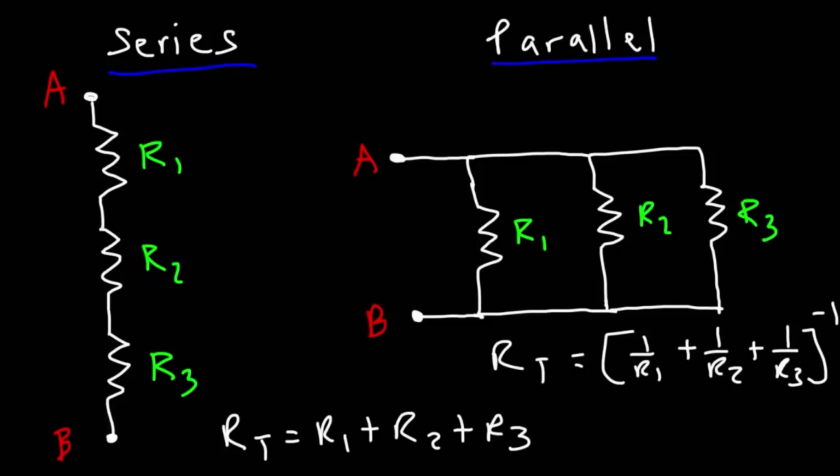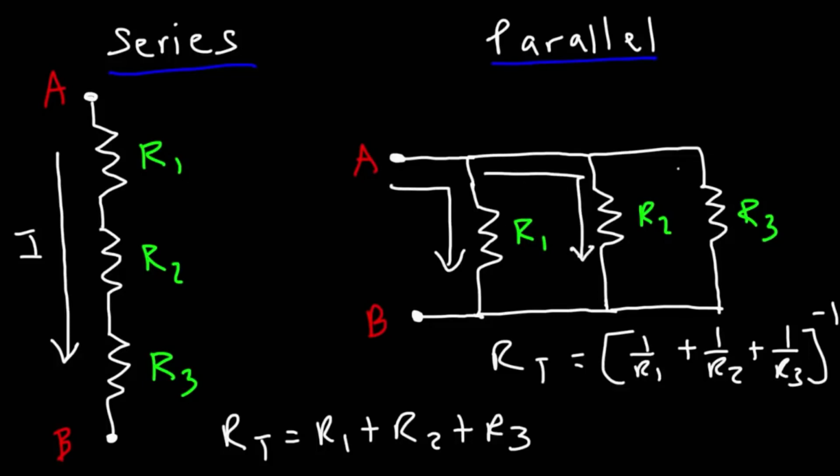In a series circuit, there's only one path for the current to flow. And this is the only path that it can flow from A to B. In a parallel circuit, there are multiple paths for the current to flow. Going from A to B, the current can flow through R1, it can flow through R2, and it can flow through R3. And so that could help you to distinguish whether two components are connected in series or in parallel. If there's only one path for the current to flow, it's connected in series. If there are multiple paths for the current to flow, it's connected in parallel.